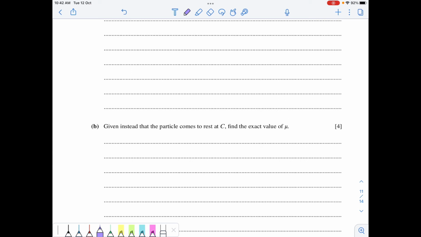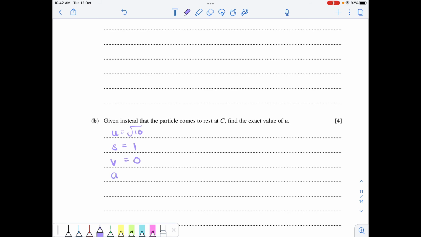Okay, so we still know that the initial velocity is equal to square root 10. That's what its speed was when it got to B. Its displacement is still 1 meter. However, this time we want its final velocity to be 0, and we want to calculate the acceleration. So what is the acceleration? Let's use our same formula again. We want 0 final velocity. Square root 10 squared will be 10. We have 2 times 1 times a, and so you can see we need an acceleration of minus 5 meters per second squared in order for this object to come to rest.